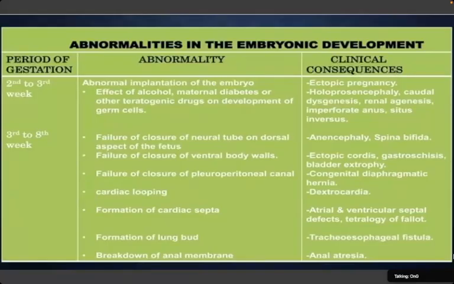During week 3 to week 8, abnormalities are usually the failure of closure of the neural tube on the dorsal aspect of the fetus, failure of closure of the ventral body walls, failure of closure of the pleuroperitoneal cavity, cardiac looping, formation of the cardiac septa, or formation of the lung bud, or breakdown of the anal membrane. These all have clinical consequences that include anencephaly, spina bifida, ectopia cordis, congenital diaphragmatic hernia, dextrocardia, atrial and ventricular septal defects, tetralogy of Fallot, and the tracheoesophageal fistula, as well as anal atresia.